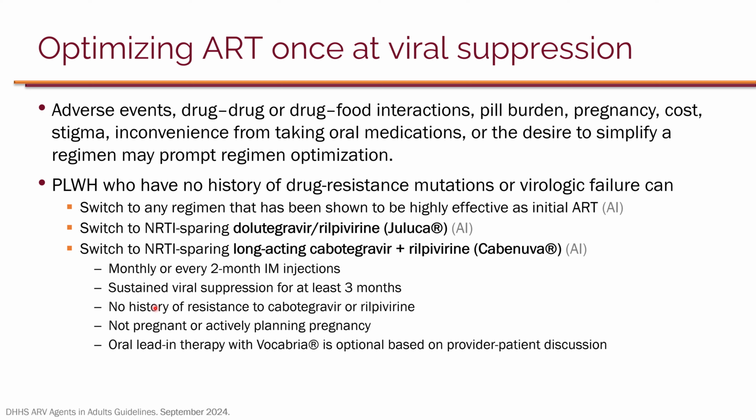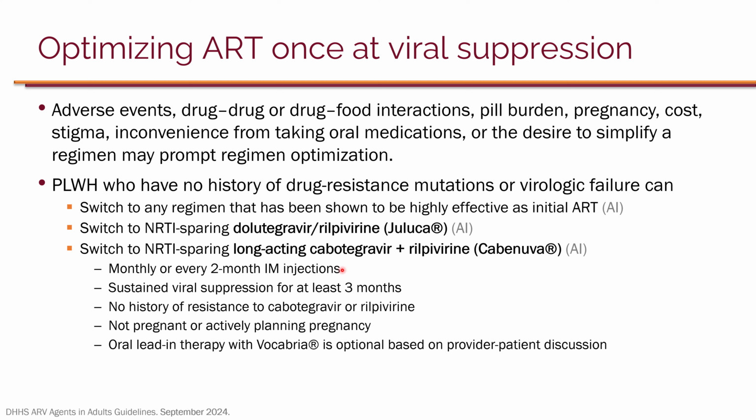And in order to qualify for this, the patient must have had viral suppression for at least 3 months, and there should be no history of resistance to cabotegravir or rilpivirine. And because this has not been tested in pregnancy, it's important to make sure that the patient is not pregnant and is not planning to be pregnant.